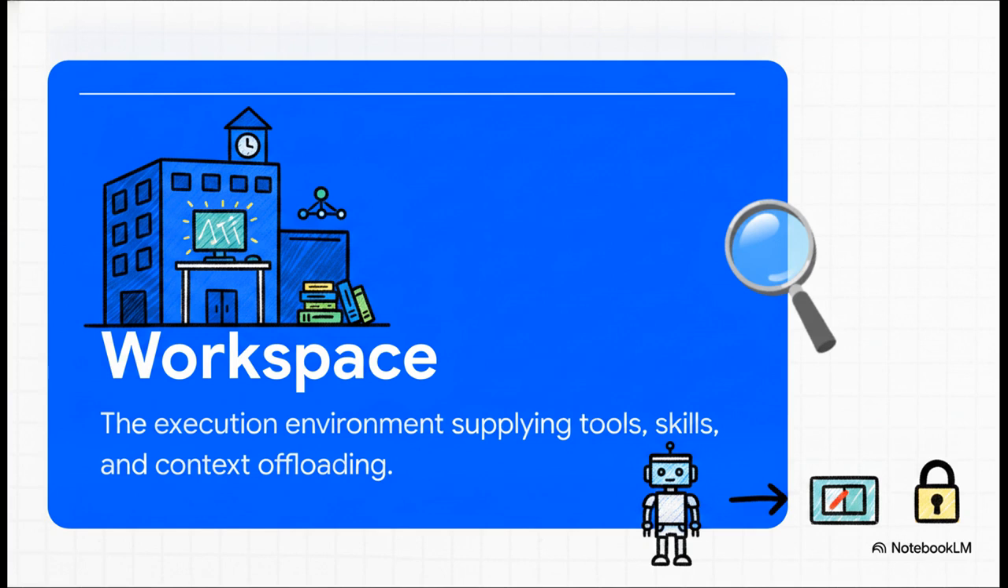I want you to ground this in a physical metaphor. Imagine a highly secure office building. When your AI agent essentially clocks in to work, the workspace is the environment that securely provisions absolutely everything that agent needs. We're talking its desk, its software, its internet connection, and when the agent is done with its task, the workspace acts just like a facility manager, turning off the lights, locking the doors, and cleaning up the resources.